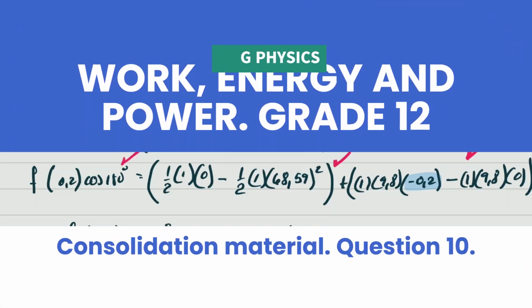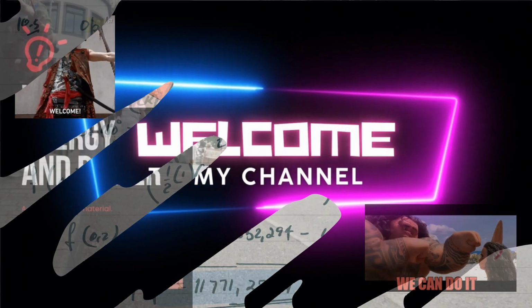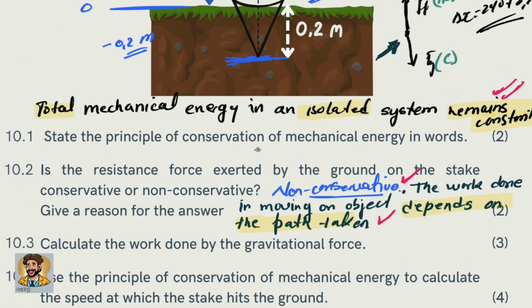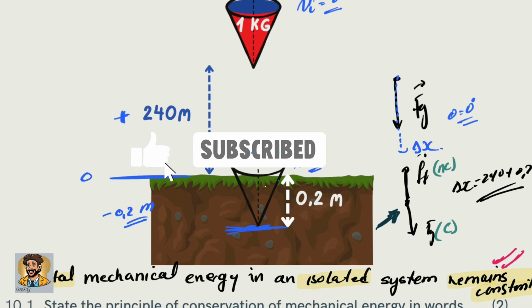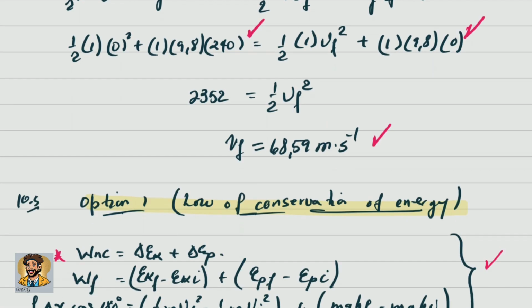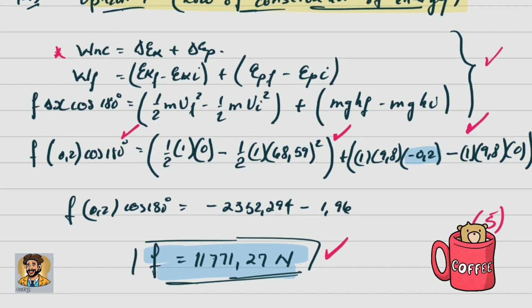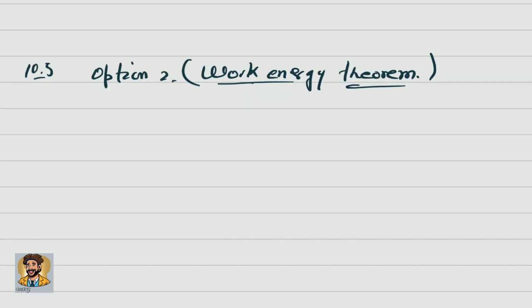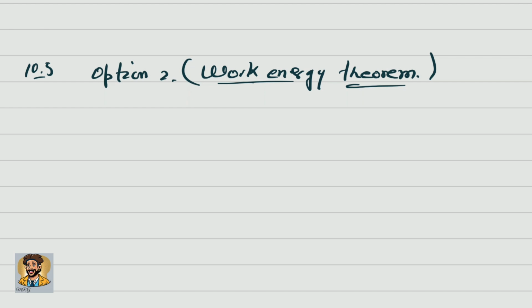Well, hello guys. In the previous video, we marked question 10.5 from question 10 in this consolidation material. There you can see the question answer. But question 10.5 has two options. One of them was using the law of conservation of energy, which we explained in that specific video. I'll leave the link here if you want to see it. But I said in the next video we're going to do the same question using the work energy theorem.